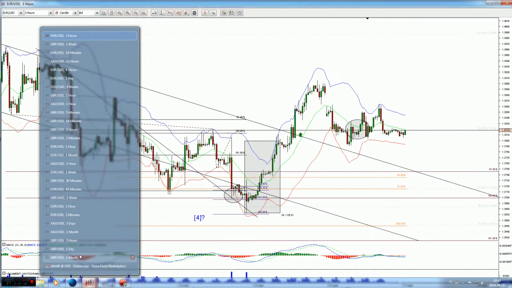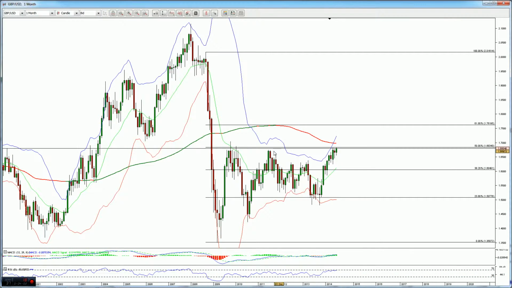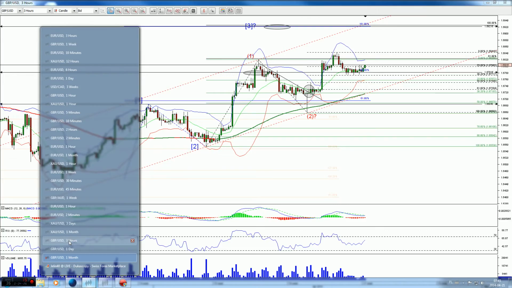Let's go to the Great Britain Pound USD monthly situation. This is quite important now, because if the market breaks out of this, it will open a path, I think, to another move to the upside. Of course, this is moving average 100. The market may react to this, may try to reverse at this level. So this is what one should think about.